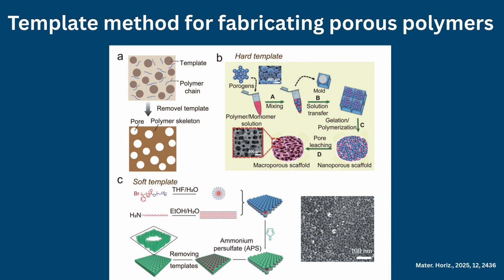Template-assisted methods provide a powerful approach for achieving precise control over pore size, shape, and distribution. In these techniques, sacrificial templates are incorporated into a polymer matrix and subsequently removed to create pores. Templates can be rigid materials such as silica particles, soft structures such as micelles, or even self-sacrificial components that participate in the formation of the polymer network. While templating offers high structural precision, it often involves additional processing steps for template removal.